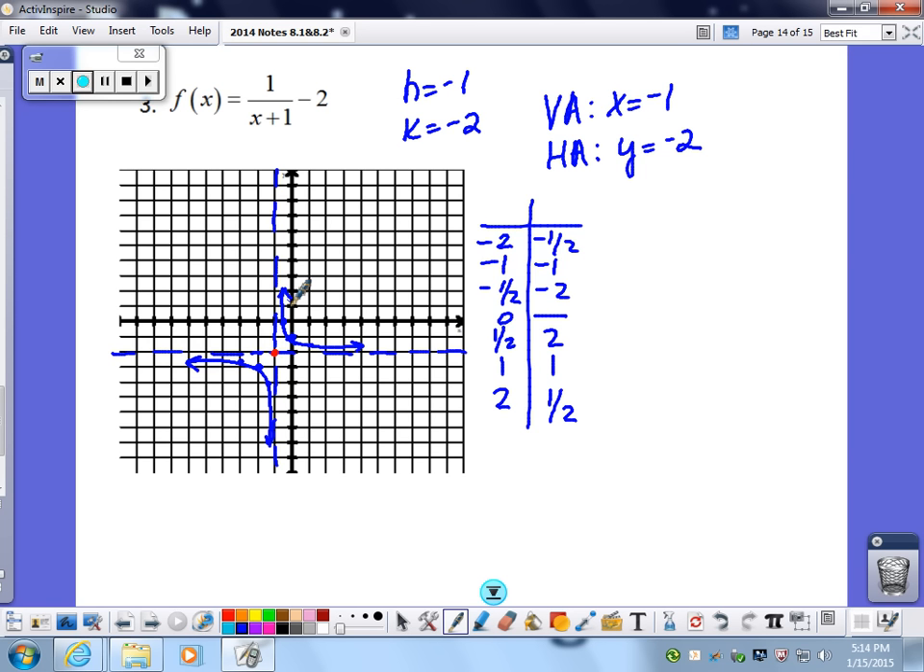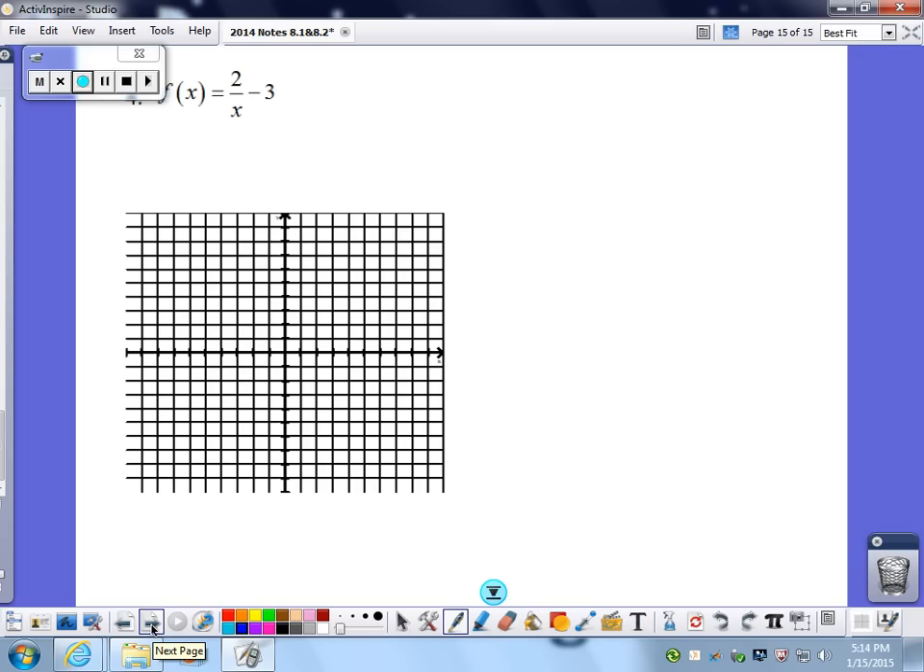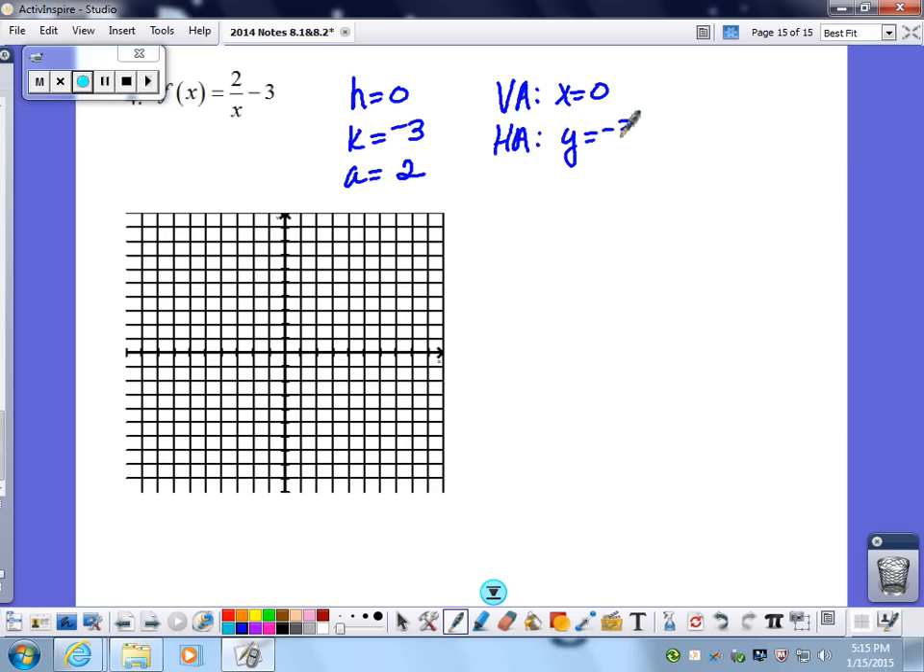All right, one more. What do we got here? We see that H is 0, K is negative 3, and this time A is 2. So that means our vertical asymptote is x equals 0. Our horizontal asymptote is y equals negative 3.